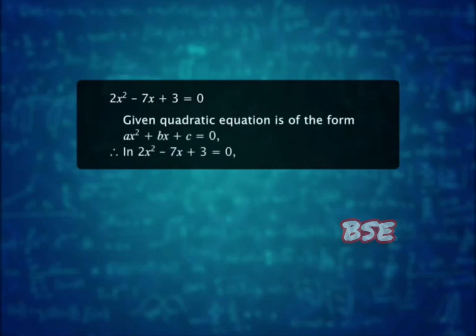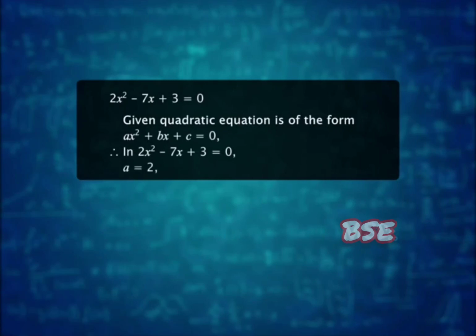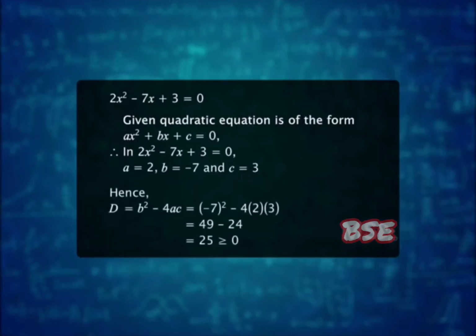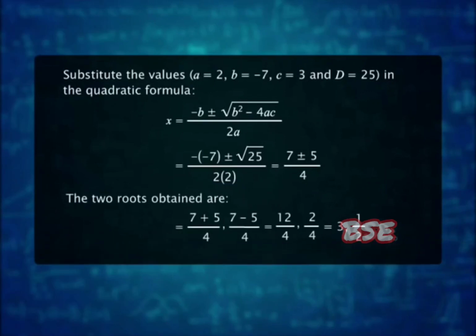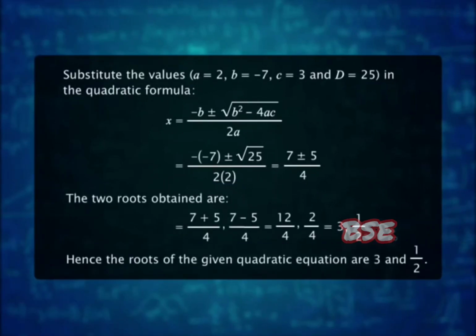Let's now apply the quadratic formula to find the roots of this quadratic equation. The given quadratic equation is of the form ax squared plus bx plus c equals 0. Therefore, in the given quadratic equation, a is equal to 2, b is equal to minus 7, and c is equal to 3. Now, compute the discriminant D using b squared minus 4ac. Substitute the values in the quadratic formula and simplify to get the roots of the quadratic equation as 3 and 1 by 2. Let's now solve some problems using the quadratic formula.